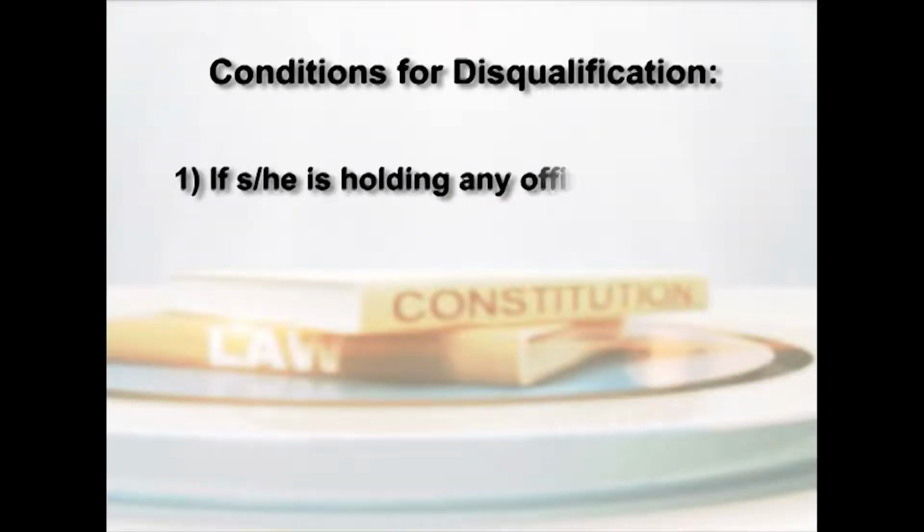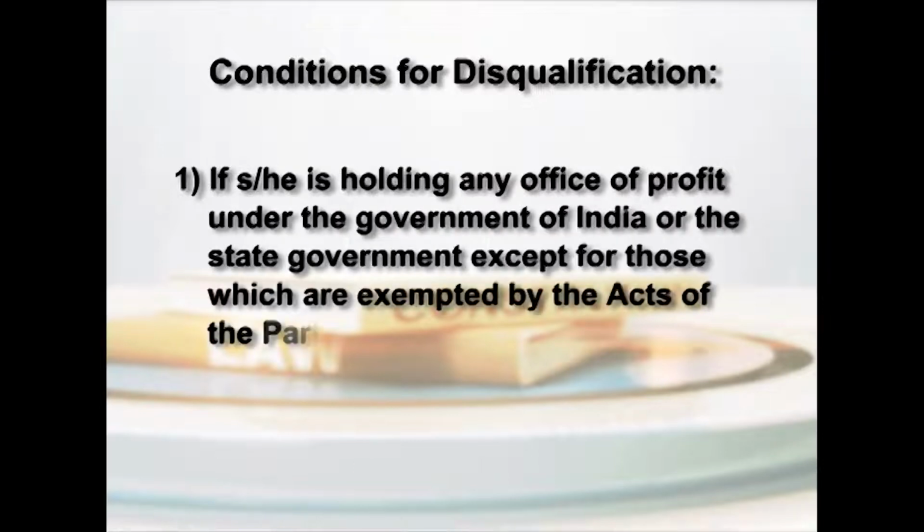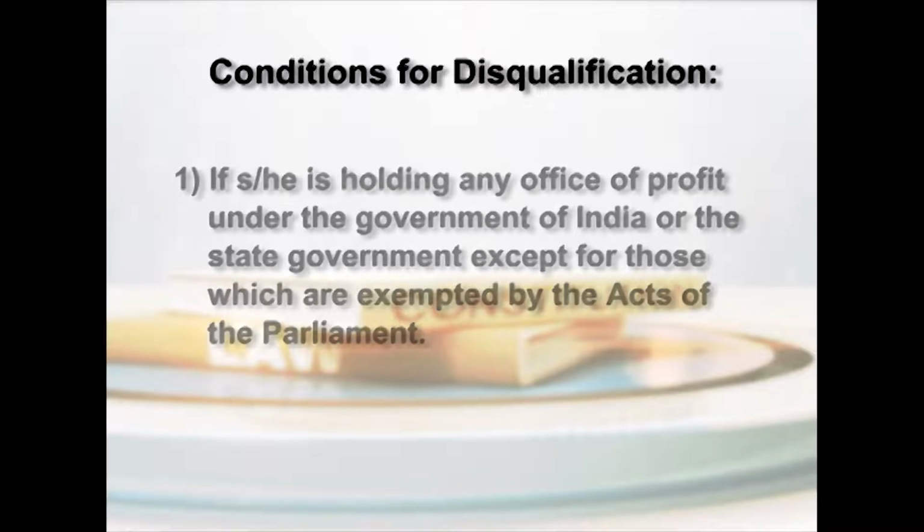Now, along with the eligibility criteria, it is worthwhile to go through the conditions when a member of the Rajya Sabha is disqualified. First of all, a person who is holding any office of profit under the government of India or the state government, except those which are exempted by the Acts of the Parliament.